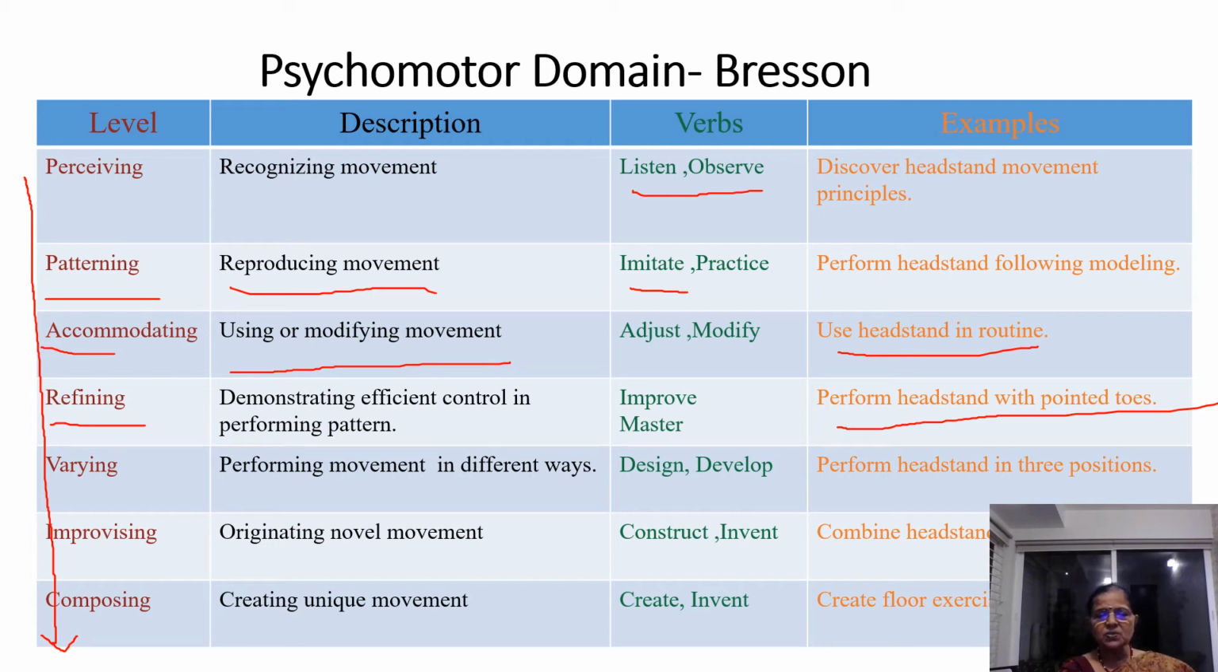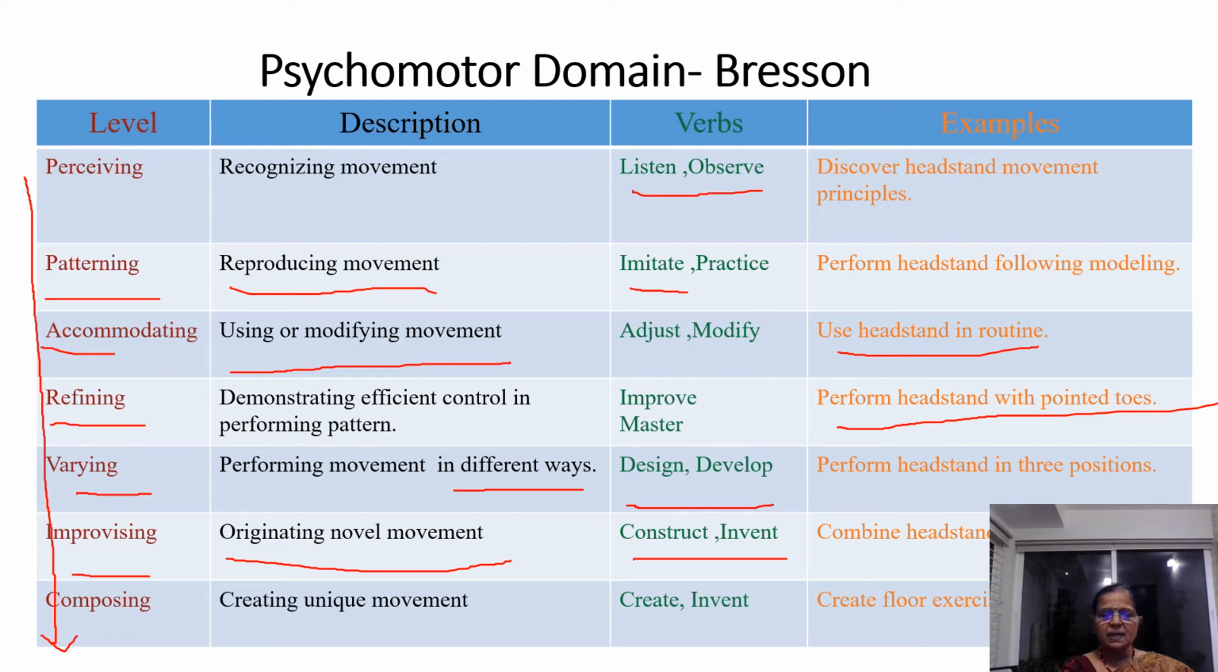And the next level is varying. You are able to do it with slight variation in different ways. You could do it in your own ways. You design, you develop your own ways of standing on the head. Isn't it possible? You can do it, isn't it? So improvising. You are originating some novel movement. So you construct or you invent your own movement. Okay, and that is the next level.